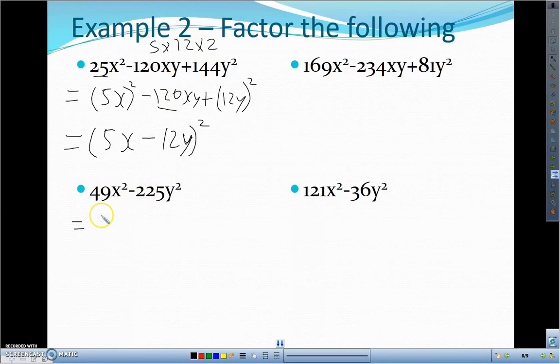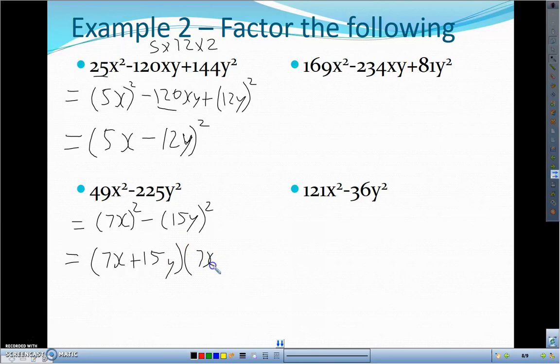This is a difference of squares, and I'm going to write this as the square root of 49, or 7 times 7 is 49. 7x squared, and 15 times 15 is going to be 225. So that'd be 15y, put the square on the outside of the bracket. And so as a difference of squares, this is like saying a plus b times a minus b. So this will be 7x plus 15y times 7x minus 15y.